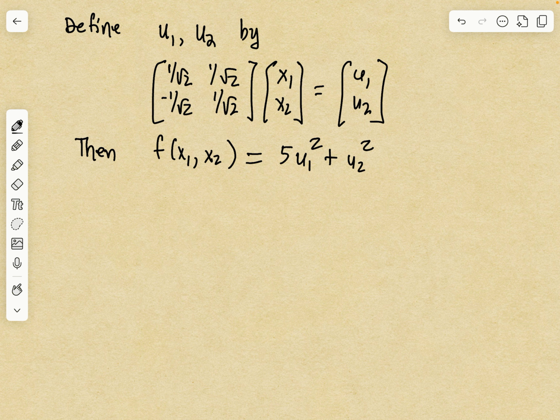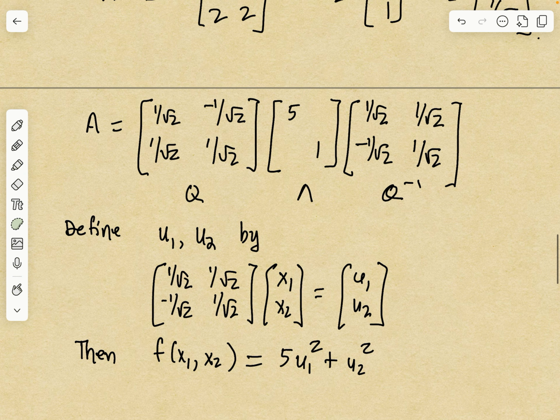Okay, so this is going to be a bowl shape, right? The 0,0 is going to be a minimum. By the way, this u1 and u2, here I'm using u1 and u2 as variables, right? It's not the same as these vectors u1 and u2.